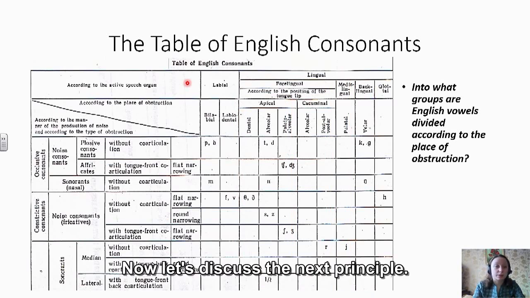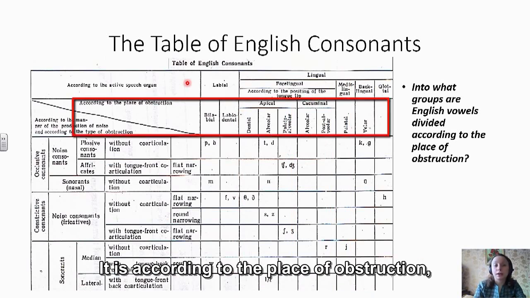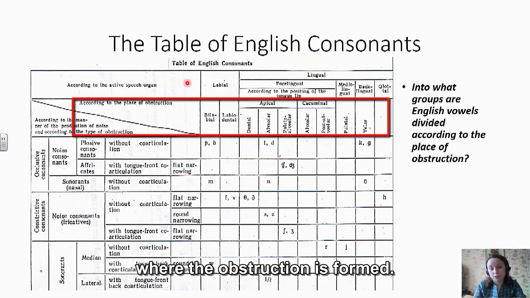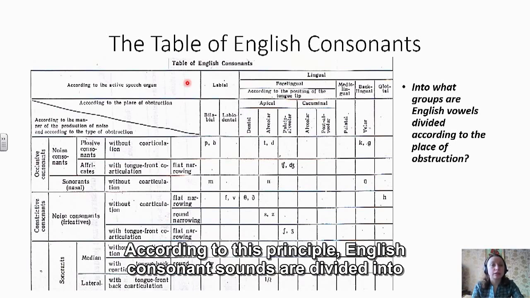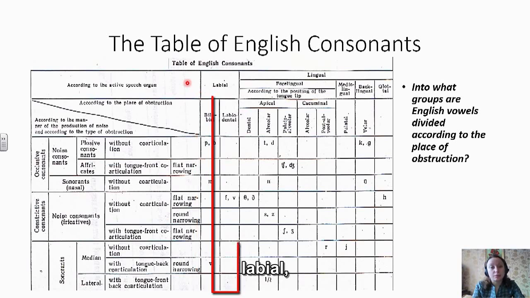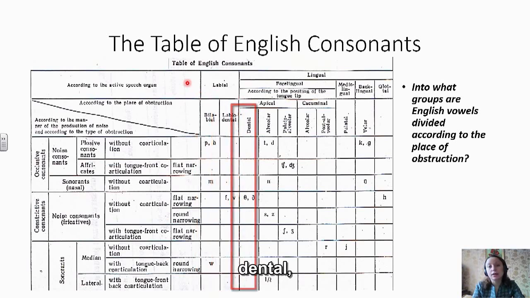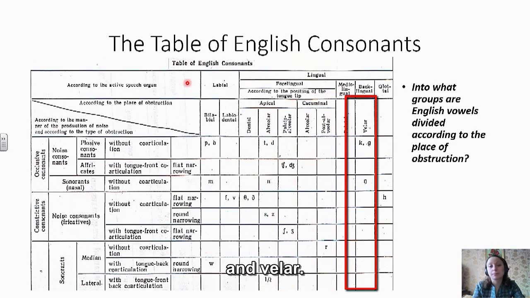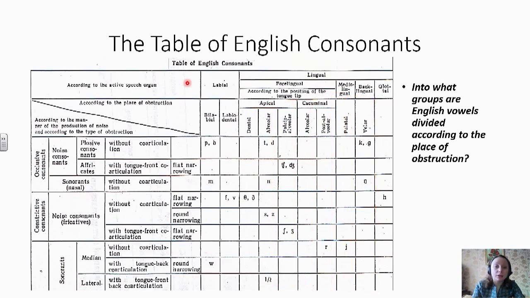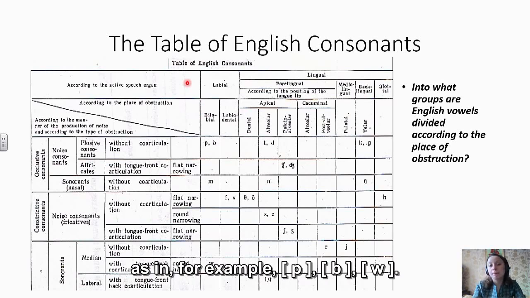Now let's discuss the next principle. It is according to the place of obstruction, where the obstruction is formed. According to this principle, English consonant sounds are divided into bilabial, labio-dental, dental, alveolar, palato-alveolar, post-alveolar, palatal, and velar. Bilabial consonants are those in the production of which the lips are brought together, as in, for example, p, b, w.